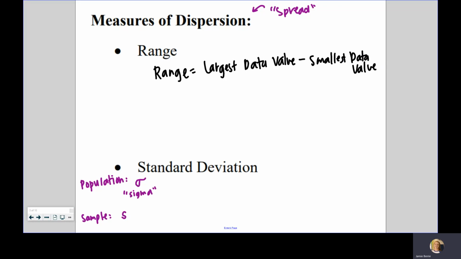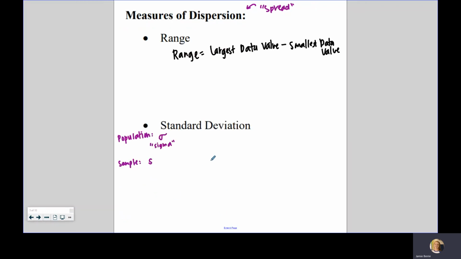So this is how far away from the mean that you're expecting one of your data values to be. The formula for the standard deviation is pretty complicated. I'm just going to write the formula for the sample standard deviation. If you would like to see the formula for the population standard deviation, it's on page 409 of your textbook. But this is the formula for the sample standard deviation.